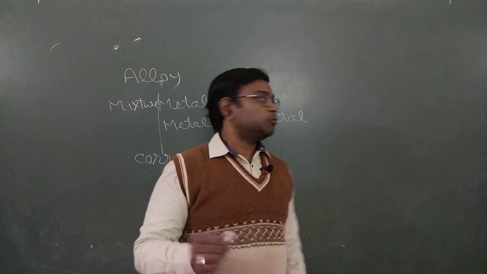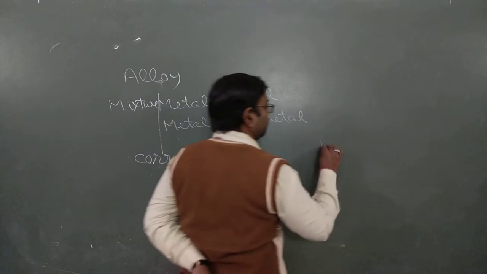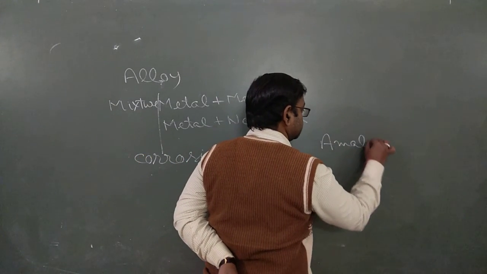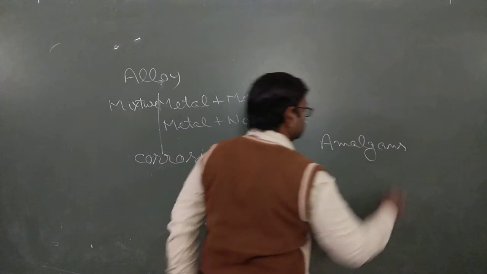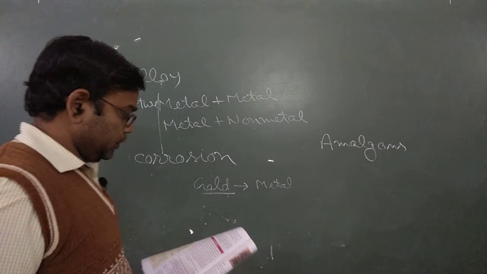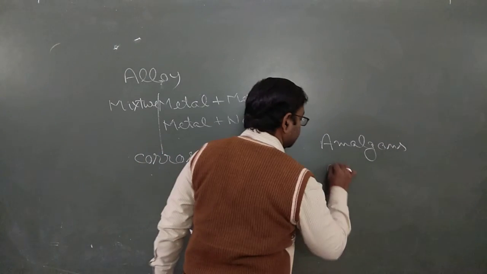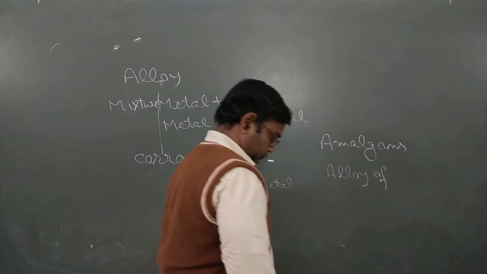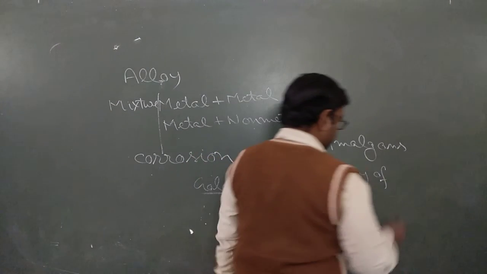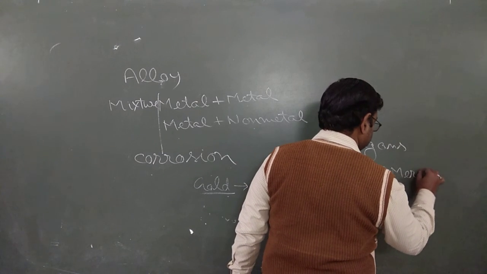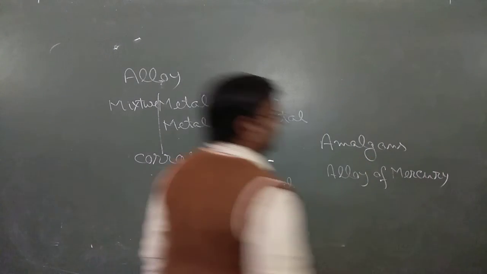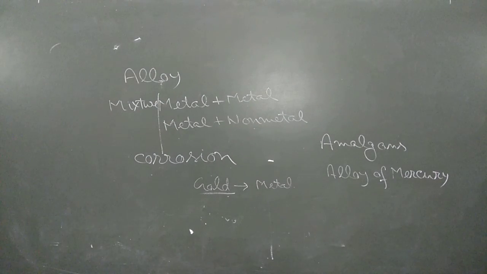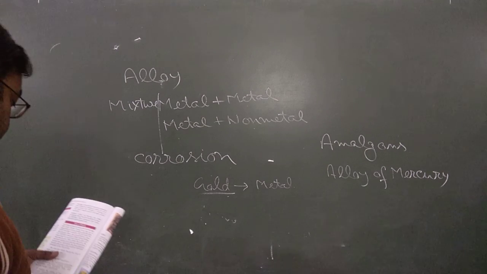I want to discuss one more thing about amalgams. What are amalgams? Amalgams are alloys of mercury. An alloy of mercury is known as an amalgam. For example, silver amalgam means silver with mercury.